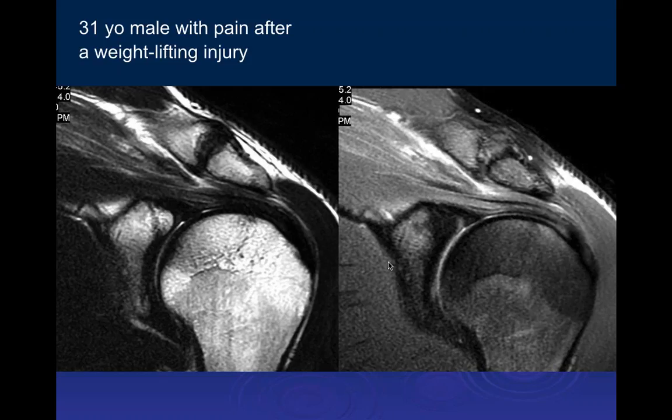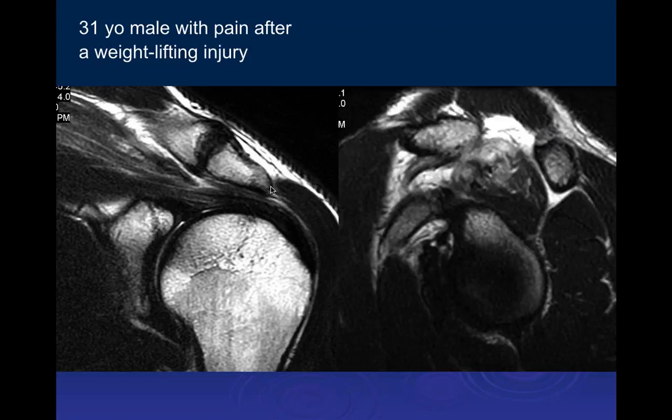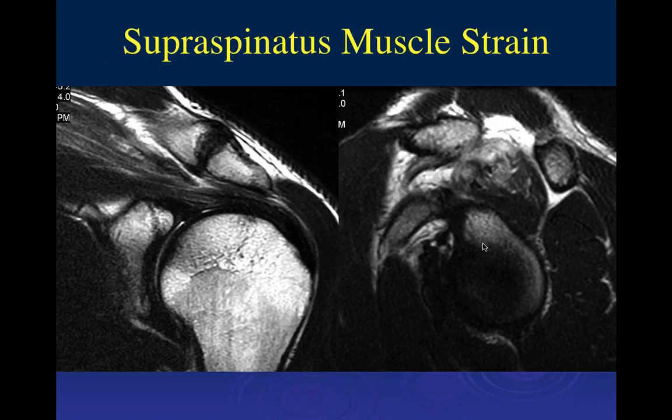And a 31-year-old male with pain after a weightlifting injury. Again, we have a coronal, looks like a T2, I'm guessing, T2 and a PD fat sat. So there is an increased signal again on the supraspinatus muscle, more suggestive of a low grade sprain. But the distal tendon looks maybe like very mild tendinosis, no obvious tear. At the musculotendinous junction, there's maybe a bursal surface partial thickness. On the coronal, looks like there is increased signal within the supraspinatus superior muscle belly, suggestive of fat infiltration or actually sprain in this case.